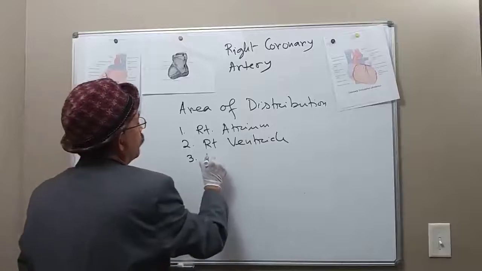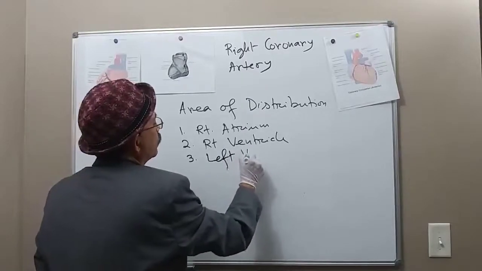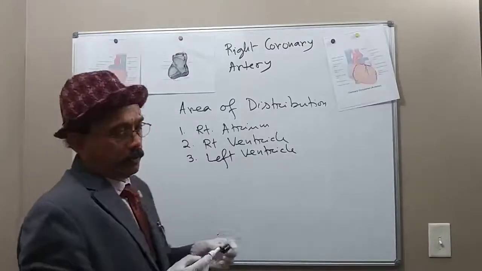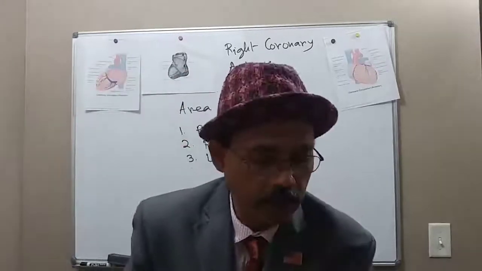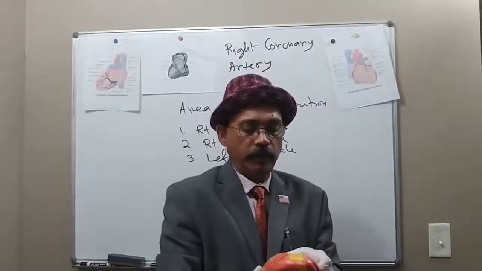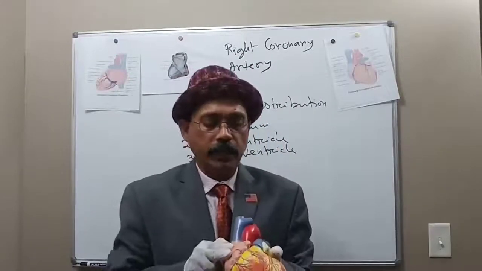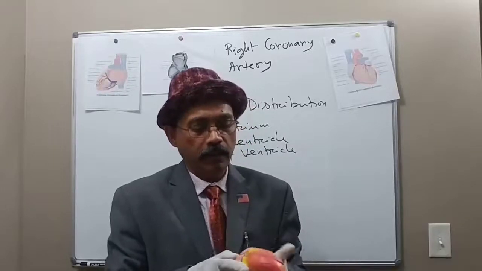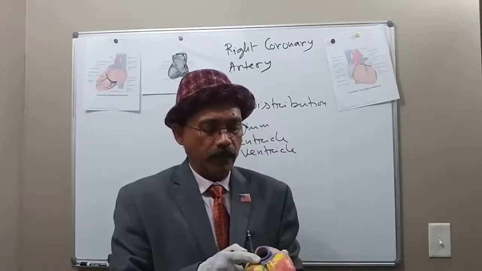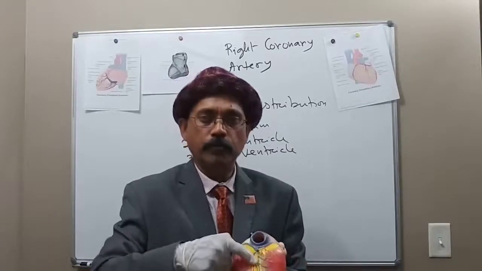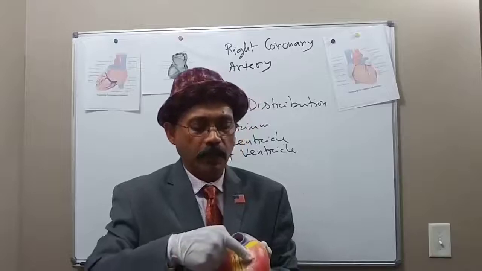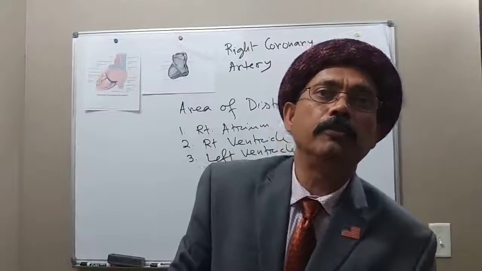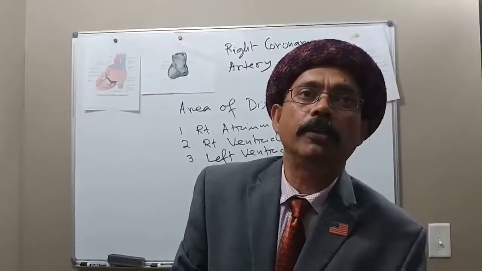It also supplies part of the left ventricle. Okay, so the distribution is here. Right atrium getting blood supply from the right coronary artery, right ventricle. It also supplies the left ventricle from the posterior interventricular branch. So these are the areas of distribution of the right coronary artery.